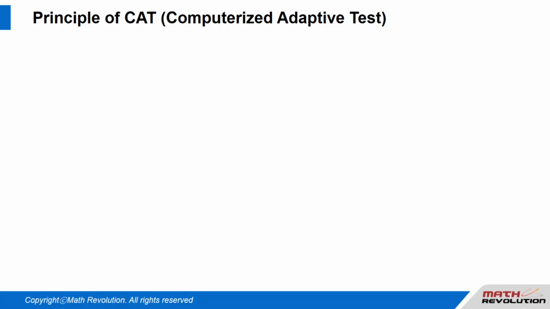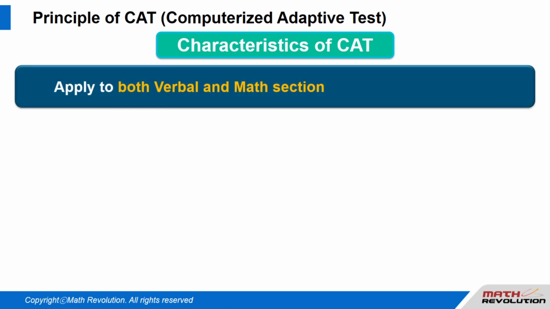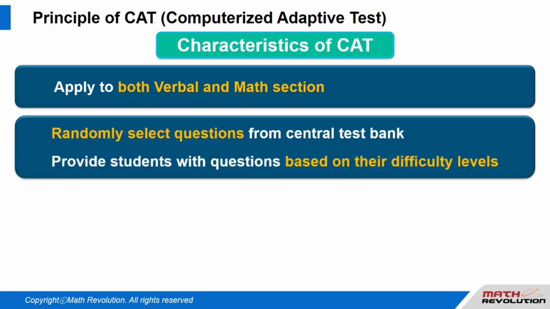In this video, we will be talking about CAT, Computerized Adaptive Test. The characteristics of CAT. The CAT applies to both the verbal and math section on the GMAT. The CAT system randomly selects questions from the central test bank, providing students with questions based on their difficulty levels. Accordingly, students usually receive questions at the right difficulty level without too many extremely easy or extremely difficult questions.